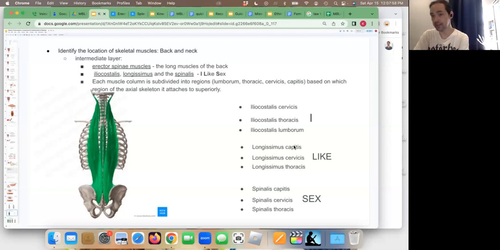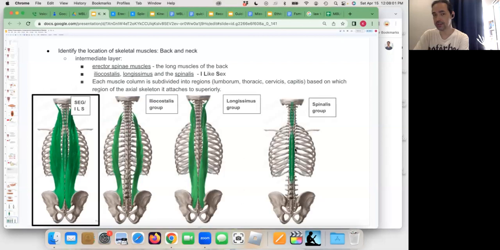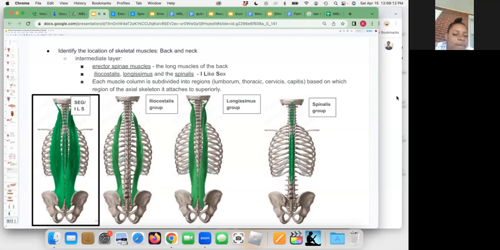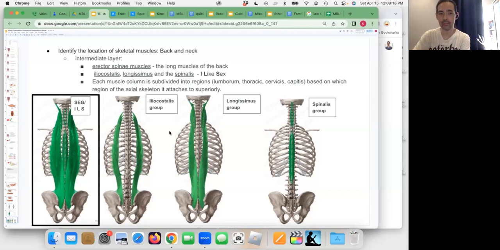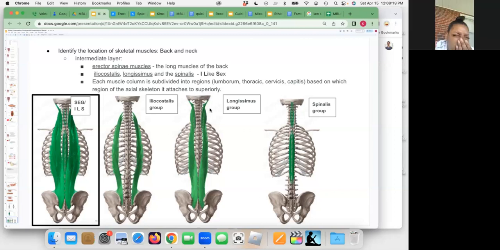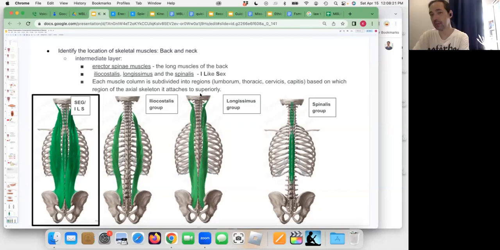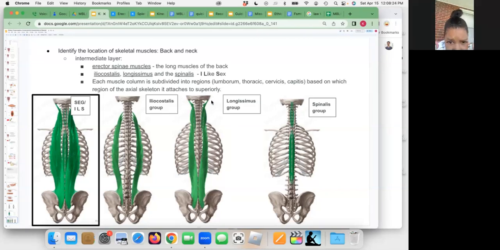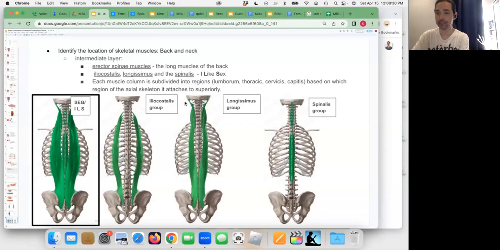So the longissimus muscles, they have the capitis, the cervicis, and the thoracis. Dominique. Yes, sir. What does capitis stand for? Capitis, like cap or capo. The part of your head. The head, yeah. I don't think it's technically the back of the head, but if you want to think of it as the back of the head, that's fine, as long as you think head, skull, cranium. Correct.